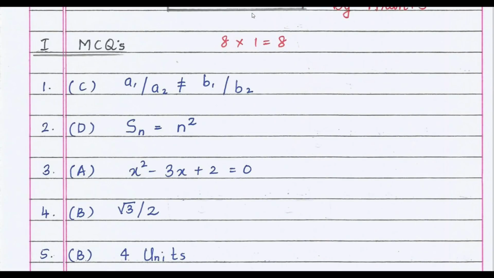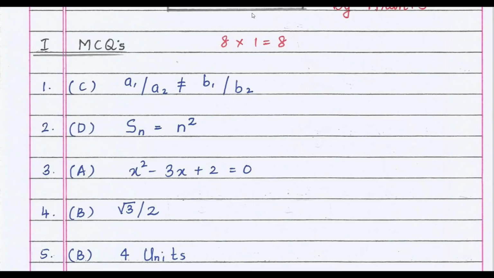The first main MCQ, for the first question, the answer is option C, A1 by A2 is not equal to B1 by B2. That is for a unique solution, that is intersecting lines. Students, hopefully you have the question paper with you. I'll be just explaining the answer.